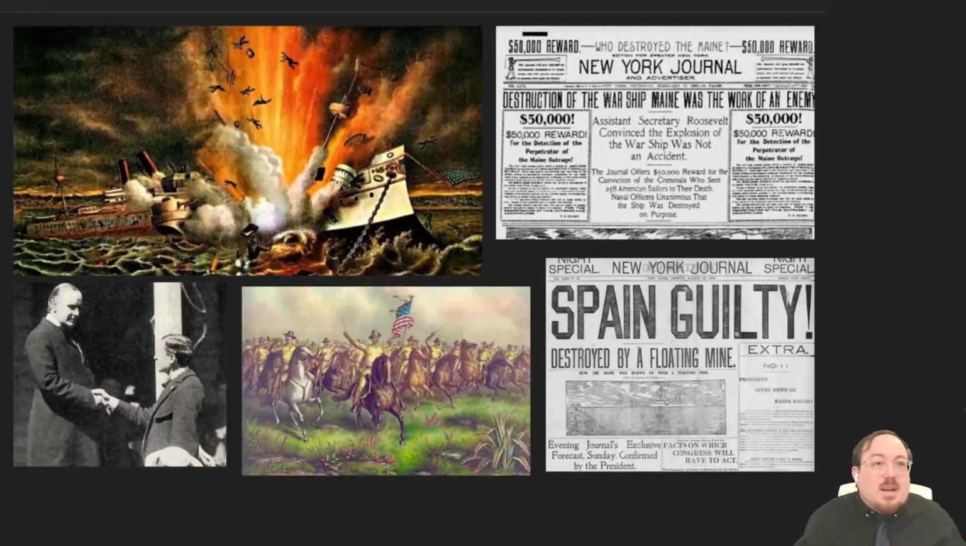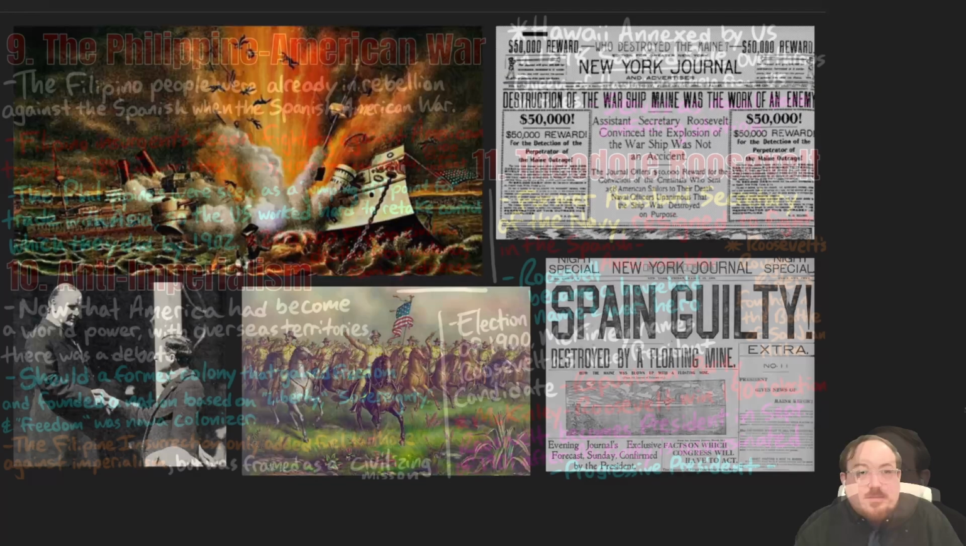So you have here a painting showing the explosion of the Maine. You have the meeting of McKinley and Dupuy de Lôme, the foreign minister from Spain, that I said did not go very well. A couple of titles from the New York Journal: Spain guilty, destroyed by a floating mine. It wasn't, but we won't know that until we dive down to the Maine 70 years later. And this massive reward for any information about the destruction of the Maine, and this painting of Teddy Roosevelt at the Battle of San Juan Hill.